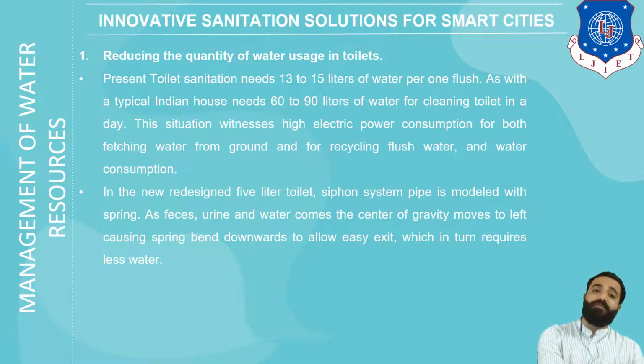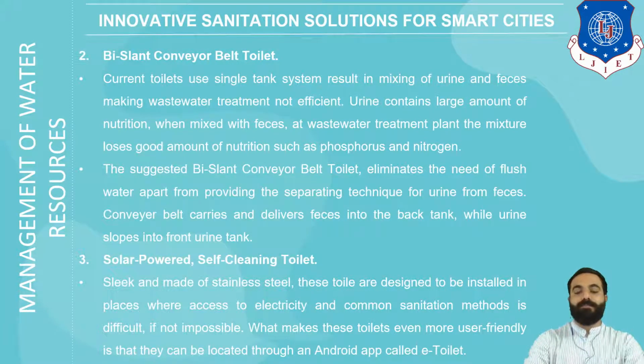So in the new design, a 5-liter toilet siphon system pipe is modeled with a spray, so that it requires a minimum amount of water to flush. Clear? The second one, the bislide conveyor belt toilet. Current toilets use a single tank system, so urine and feces are mixed, making wastewater treatment not efficient. Urine contains a large amount of nutrition, and when mixed with feces in the wastewater treatment plant, the mixture loses a good amount of nutrition such as phosphorus and nitrogen. The bislide conveyor belt toilet eliminates the need for flush water, apart from providing techniques for separating urine from feces. So we can get nutrition like phosphorus and nitrogen from the bislide conveyor belt toilet.